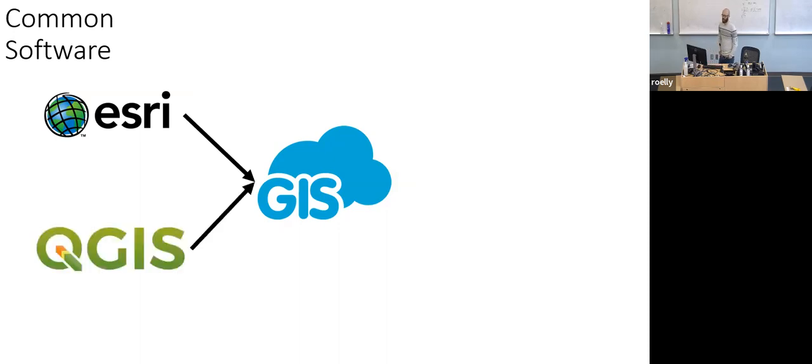Now, if you prefer to stick with open software, then you would go more on the QGIS side. It's not as fancy as Esri, but it can do pretty much everything. If you think of Microsoft Word 1998, that would be QGIS. If you think about Microsoft Office circa 2020, that would be more Esri.